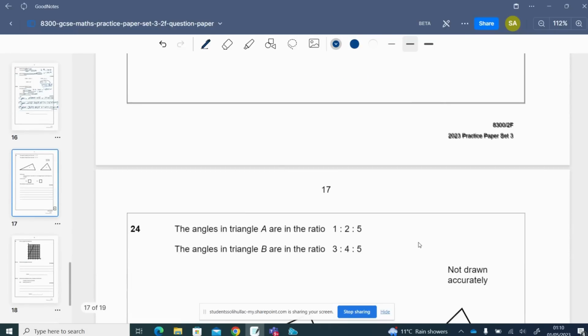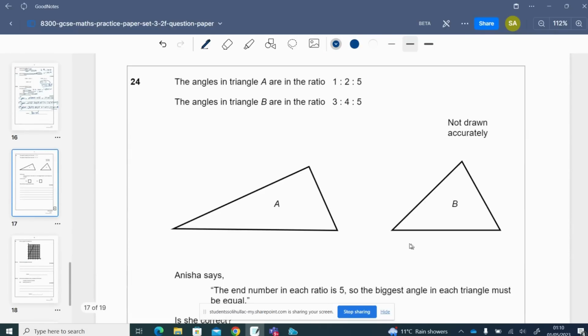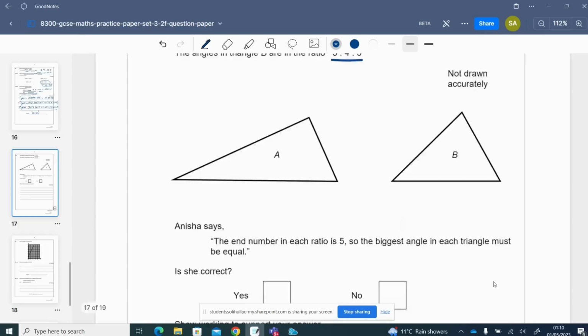So question number 24. The angles in triangle A are in the ratio 1 to 2 to 5. The angles in triangle B are in the ratio 3 to 4 to 5. Anisha says the end number in each ratio is 5, so the biggest angle in each triangle must be equal.